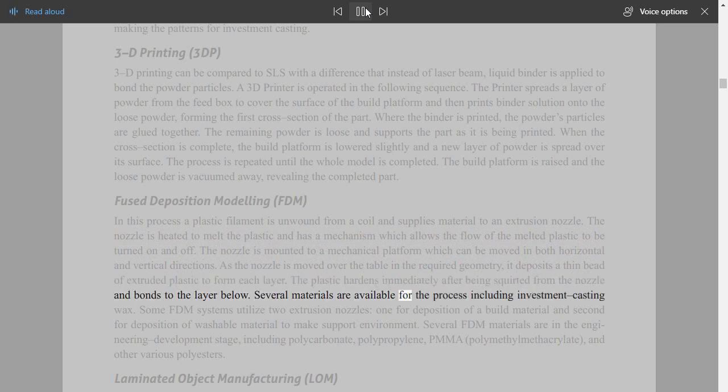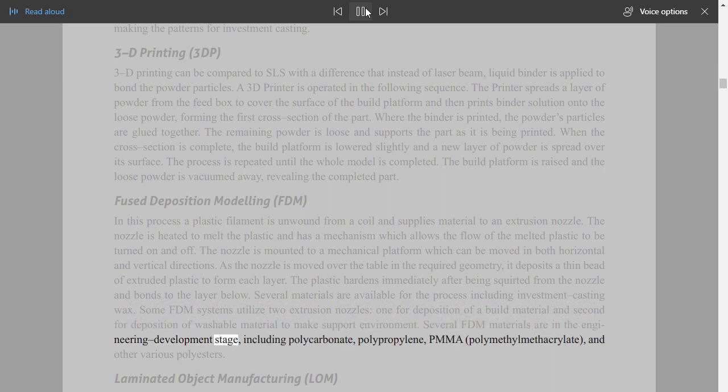Several materials are available for the process including investment casting wax. Some FDM systems utilize two extrusion nozzles, one for deposition of a build material and a second for deposition of washable material to make a support environment. Several FDM materials are in the engineering development stage, including polycarbonate, polypropylene, PMMA (polymethyl methacrylate), and other various polyesters.